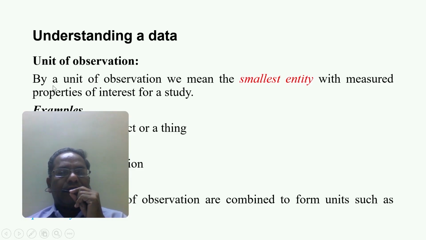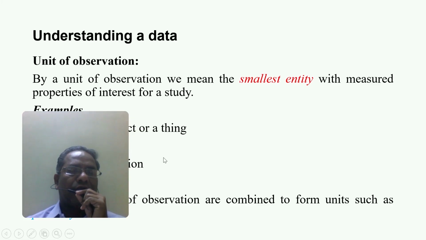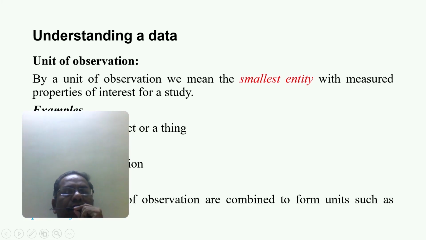A unit of observation is a small entity with measurable properties. Some examples we can consider for units of observation are a person, an object or a thing, a particular time point, a geographical region, or any measurements. Sometimes units of observation are a combination that forms a unit, such as a person with ears.